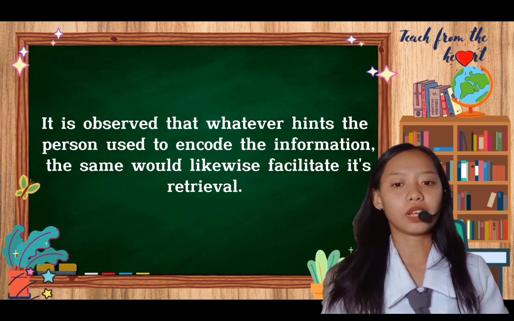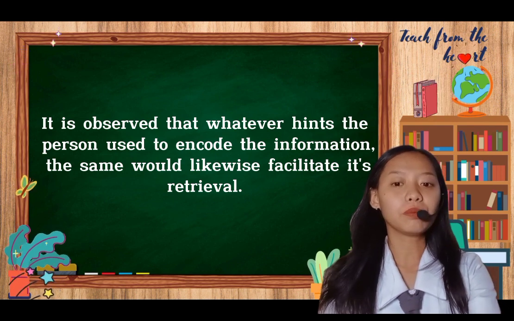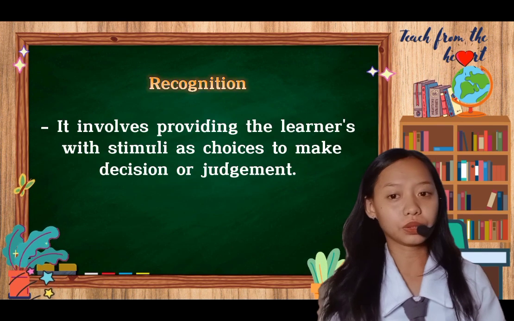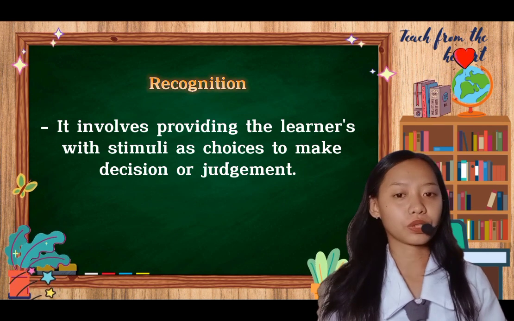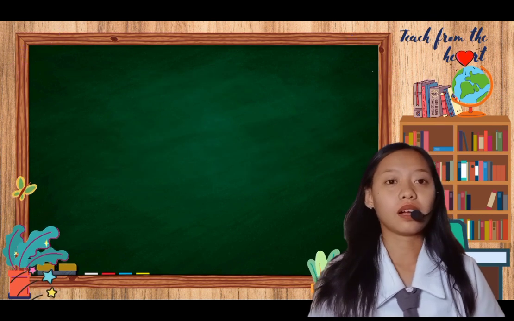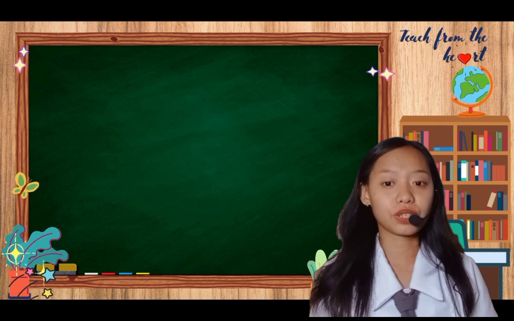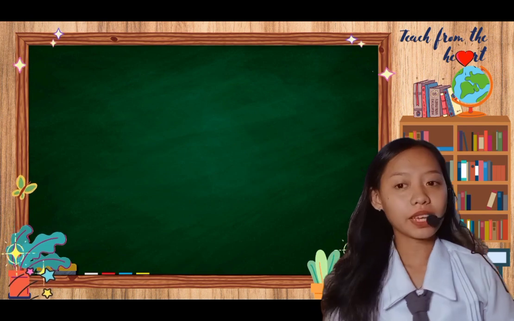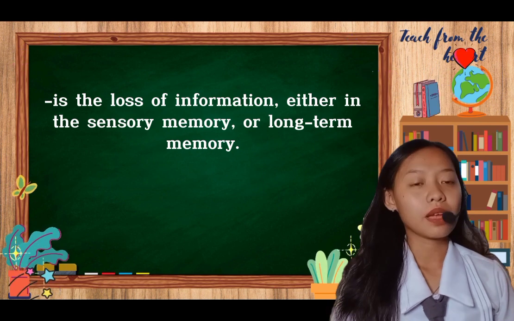It is observed that whatever hints the person used to encode the information, the same would likewise facilitate its retrieval. So let's move on to recognition. It involves providing the learners with stimuli as choices to make a decision or judgment. So the learners rely on the stimuli to make their judgments or decisions. So, let's move on to forgetting. Forgetting is the loss of information either in the sensory memory or long-term memory.